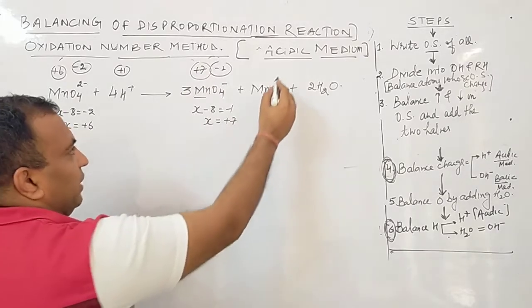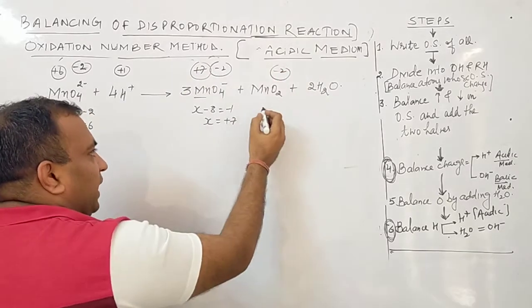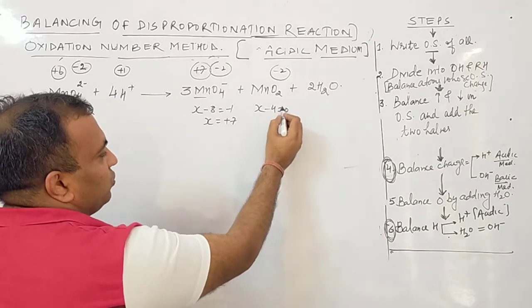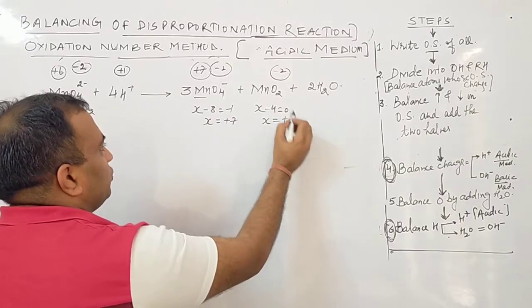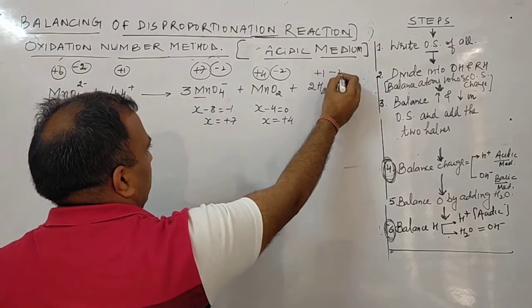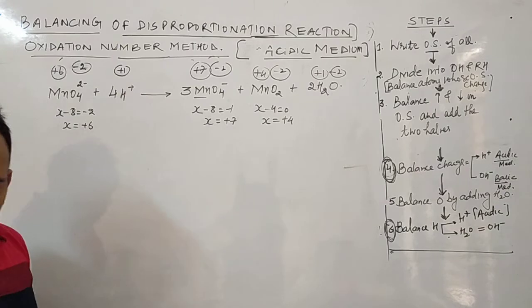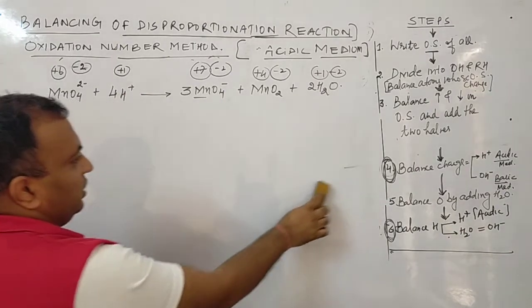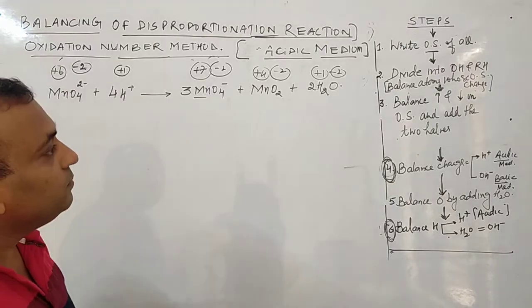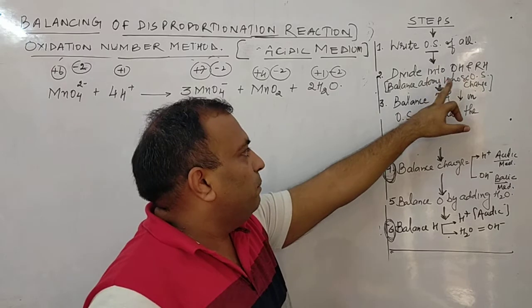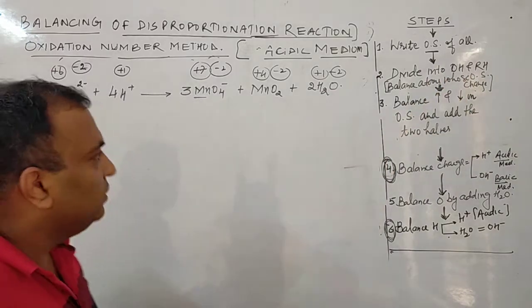Now here in MnO2 oxygen minus 2 and Mn same. X minus 2 into 2, 4, equals 0. So X comes out to be plus 4. Now hydrogen plus 1, oxygen minus 2. So students, we have completed step number 1. We have written the oxidation state of all. Then we have to divide into two halves, oxidation and reduction, and balance the atom whose oxidation state changes.